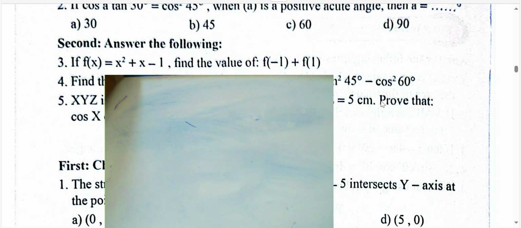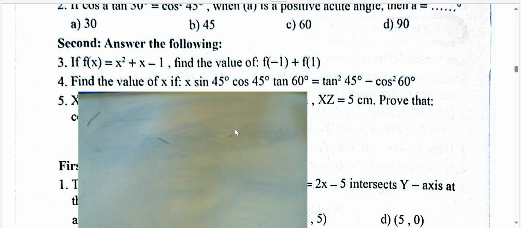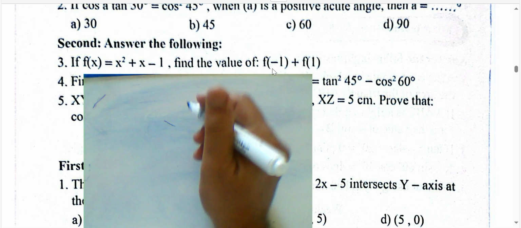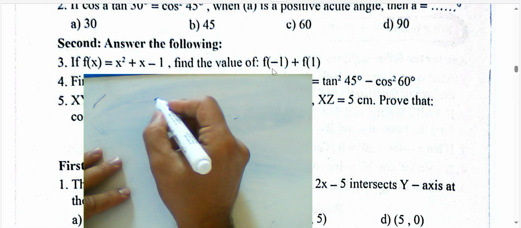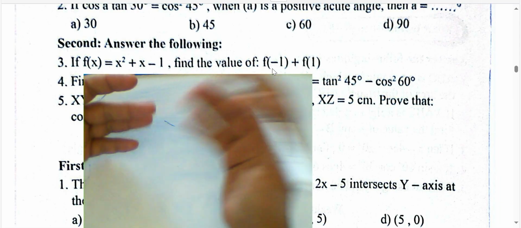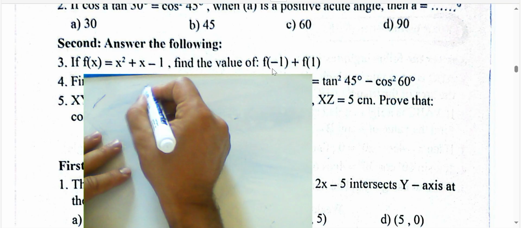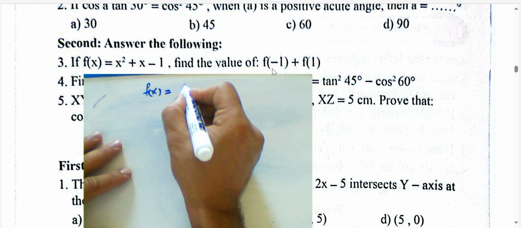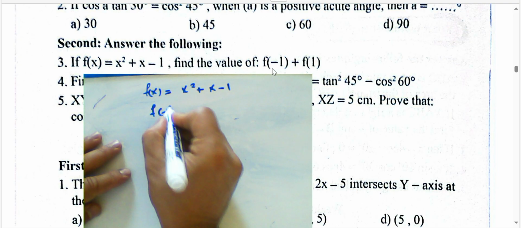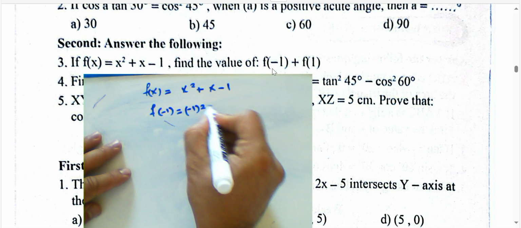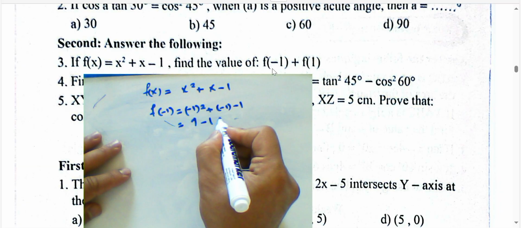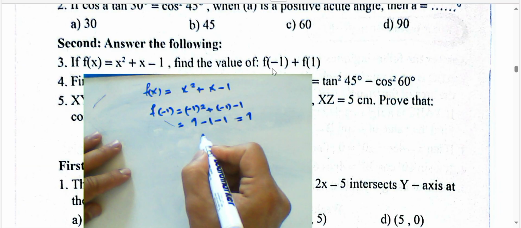Number 3. F of x equal x power 2 plus x minus 1. Find the value of f of negative 1 plus f of 1. First, we must put the value of x equal negative 1 and also the value of x equal 1 and then add them together to find the result. We have function f of x equal x power 2 plus x minus 1. Then we can write f of negative 1 equal negative 1 all power 2 plus negative 1 minus 1. And the answer here will be 1 minus 1 minus 1. The result will be negative 1.